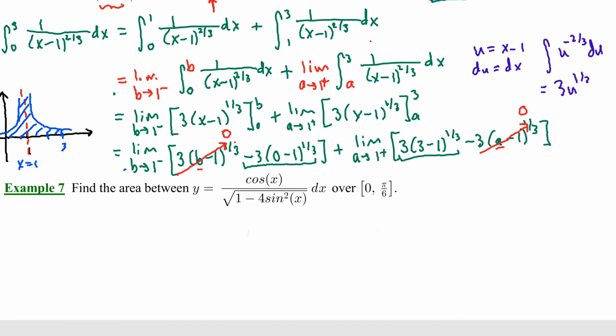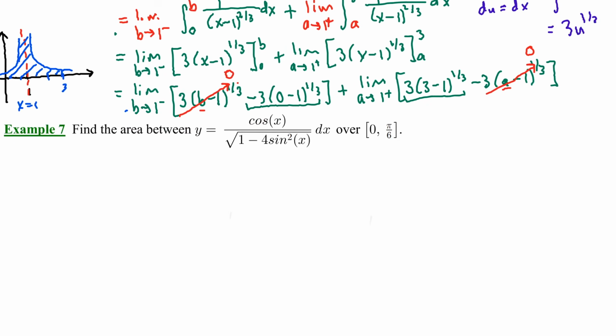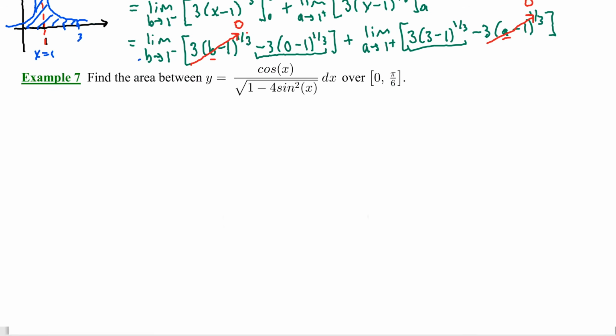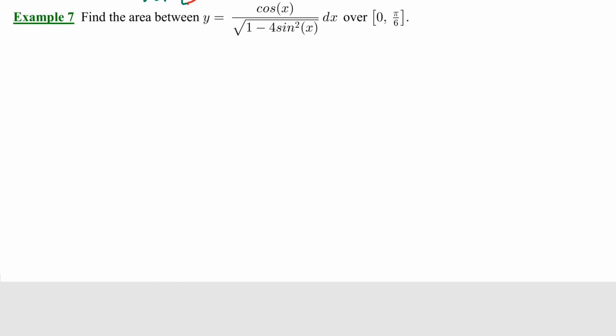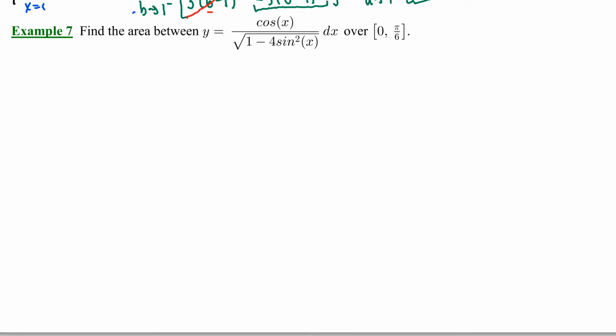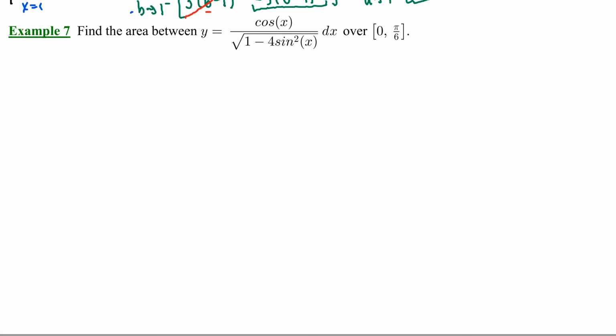Let's consider another example. And remember, these are unassuming. They don't catch your eye like those that have infinite limits of integration. You got to really be watching for these. Example 7. Find the area between y equals cosine of x over the square root of 1 minus 4 sine squared of x, between that curve and the x-axis over the closed interval from 0 to pi over 6.